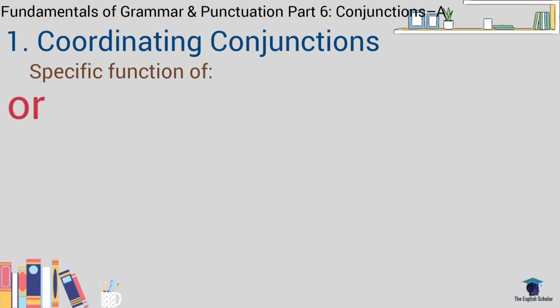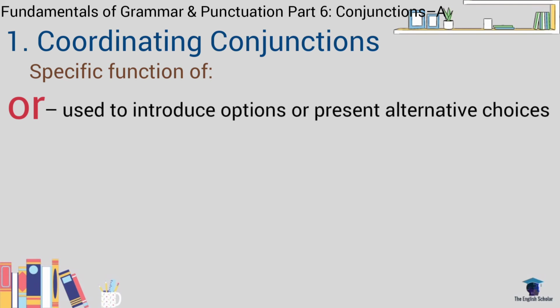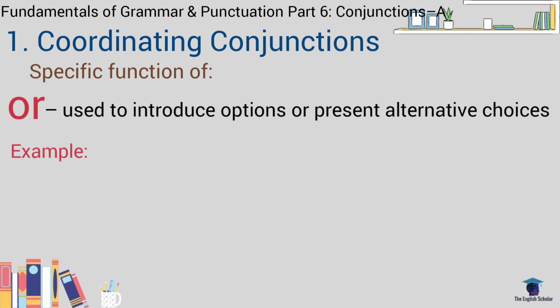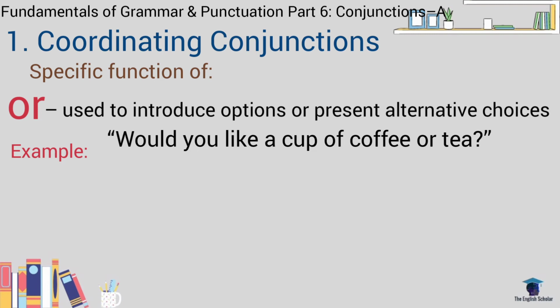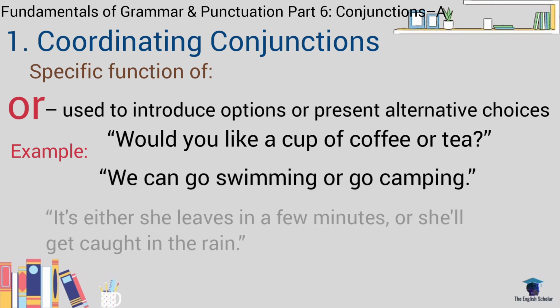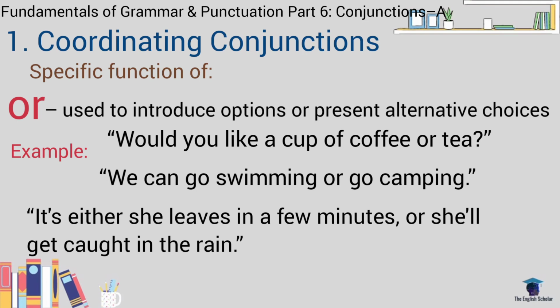Next, or. The conjunction or is used to introduce options or present alternative choices. It can be choices among adjectives, nouns, pronouns, phrases, and independent clauses. For example, would you like a cup of coffee or tea? We can go swimming or go camping. It's either she leaves in a few minutes or she'll get caught in the rain.